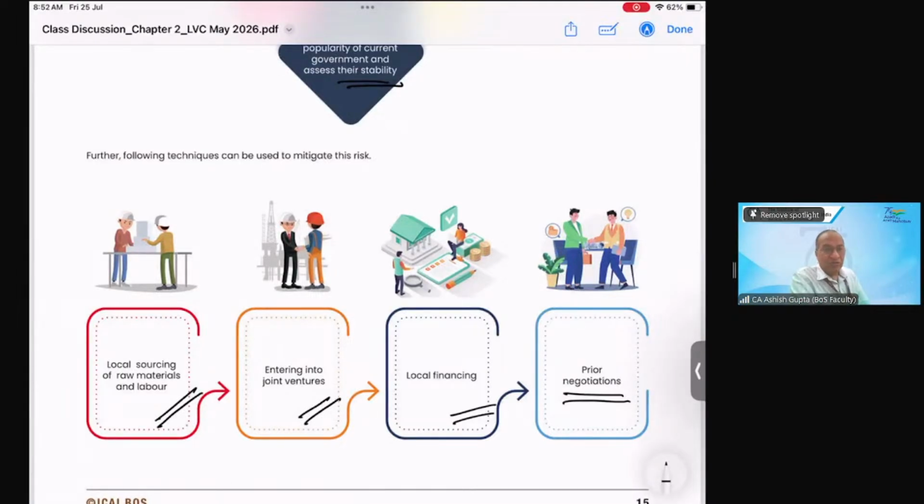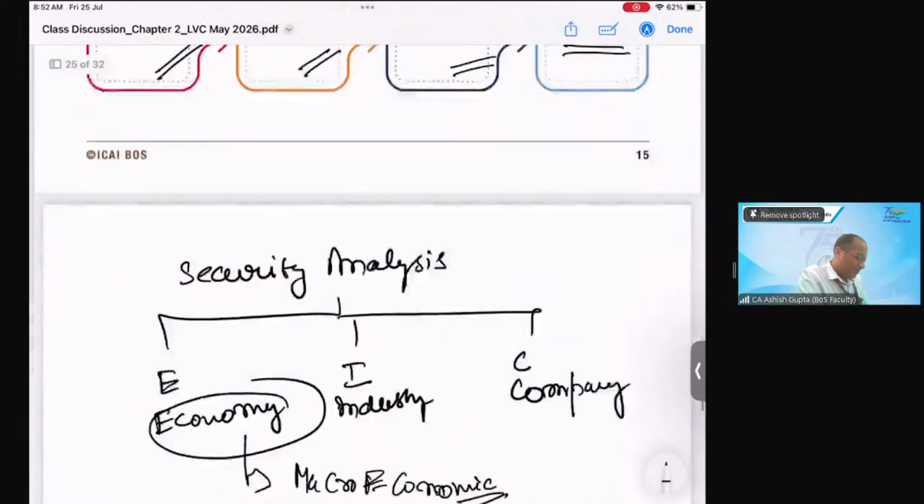Okay, they can also use insurance. Sometimes even insurance companies provide expropriation risk coverage as well.